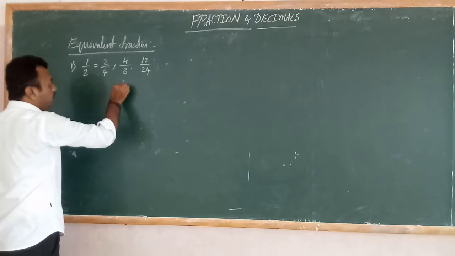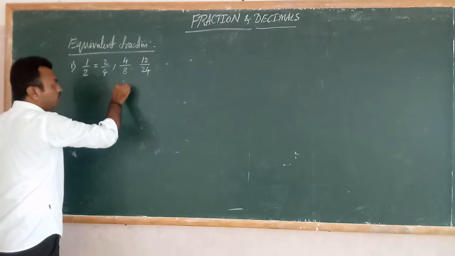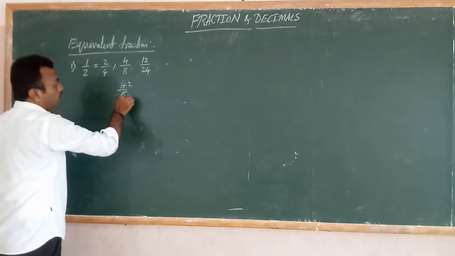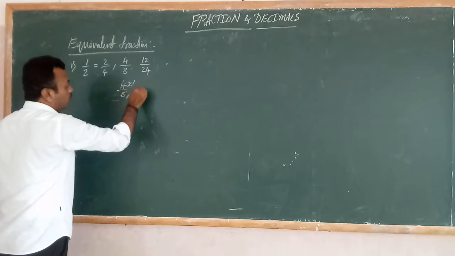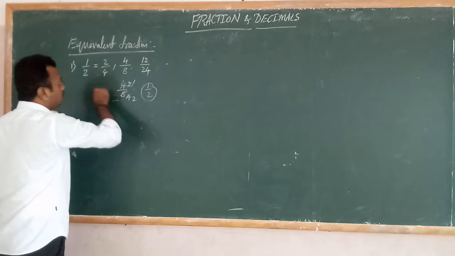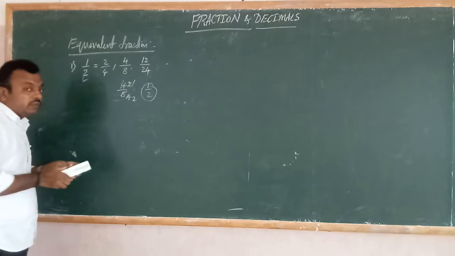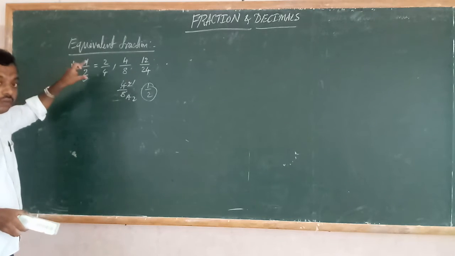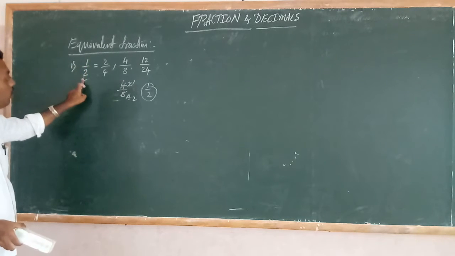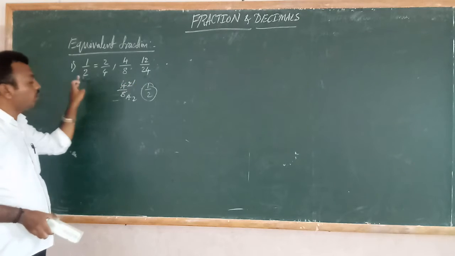Otherwise, you can take 4 by 8 and simplify it. 2 2s are 4, 2 4s are 8, so what is remaining? 1 by 2. So this is also 1 by 2, and this is also 1 by 2. You simplify each of them, and the simplification becomes 1 by 2. Therefore, these are the equivalent fractions of 1 by 2.